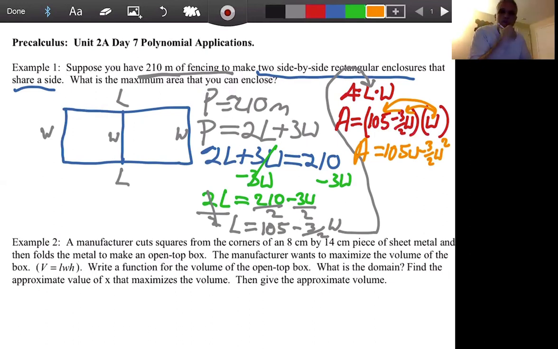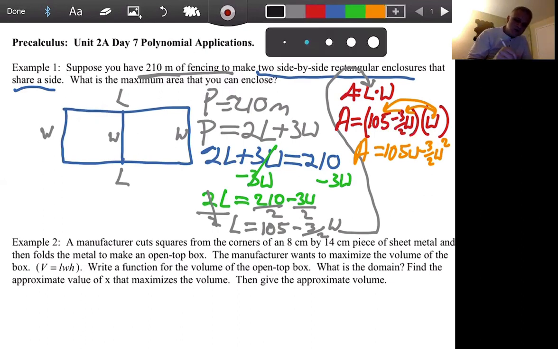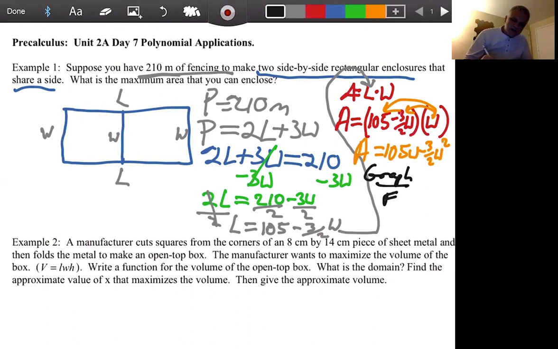So negative 3/2 is the leading coefficient. It's a second degree polynomial. It means it's going to be an upside down parabola. So what we need to do now, as I just said, is graph this and find the maximum value of your area, your Y coordinate, because it's going to look like this. You're going to want the highest Y coordinate, or in this case, my highest A coordinate, my A of W.